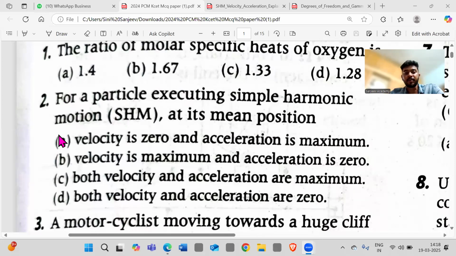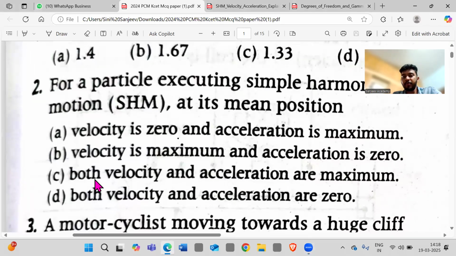For a particle executing simple harmonic motion at its mean position, what is the velocity? Option A, velocity is 0, acceleration is maximum. Option B, I think everyone can see it, right? You only tell me what is the correct answer. I need everyone, the 7 participants, to give me the option, whether it is right or wrong. Any option you give me. Whoever is communicating with me the most in the chat, only those students' marks are really high. Whether it is right or wrong, you just focus on yourself and send me the option.